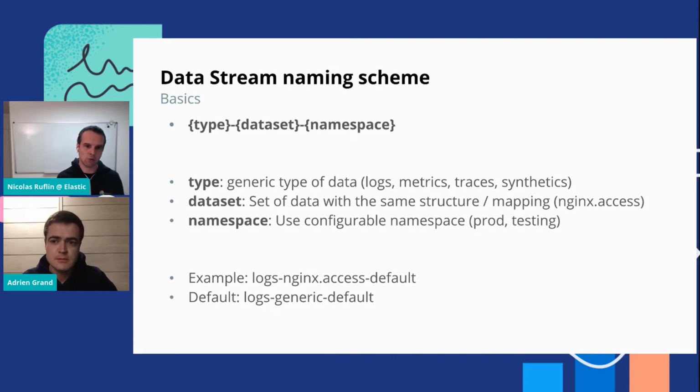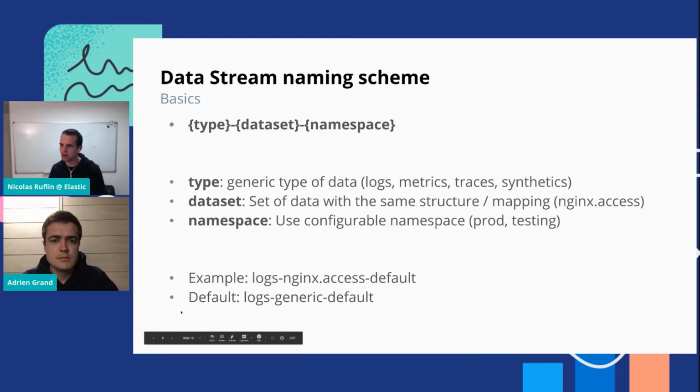And the last part, which we call namespace, is a user configurable part. You can think of it as prod, testing, team 1, team 2. So we built that in, so that there is a user configurable part. In short, that is our data stream naming scheme: type dash dataset dash namespace. For example, logs dash nginx.access dash default.